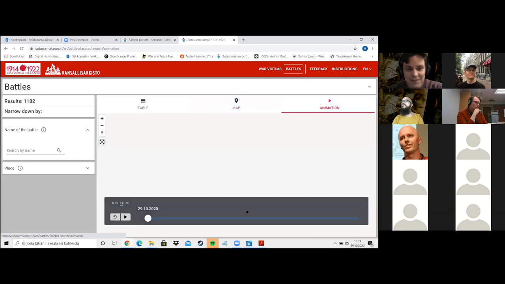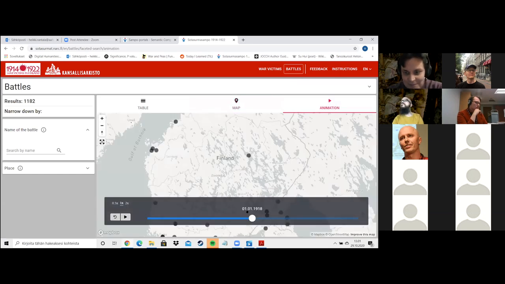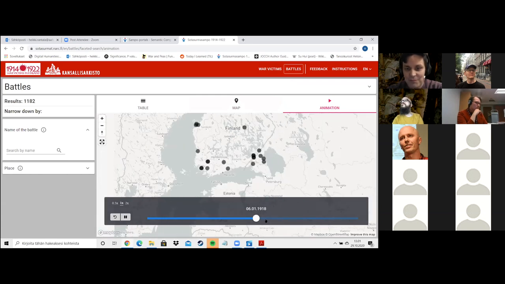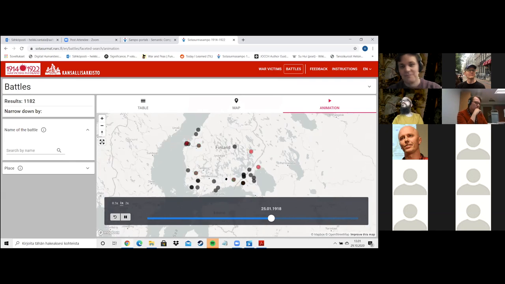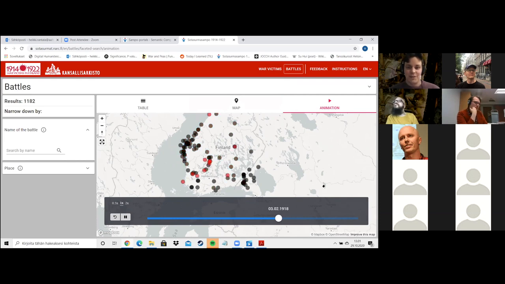And there's this very nice animation that we can, for example, for educational purposes, use to track the progress of the Civil War. And you can see how the front is formed there in the middle of Finland, along the railway lines. I'm sure this helps to visualize the course of the war better. And you can all try this yourself.